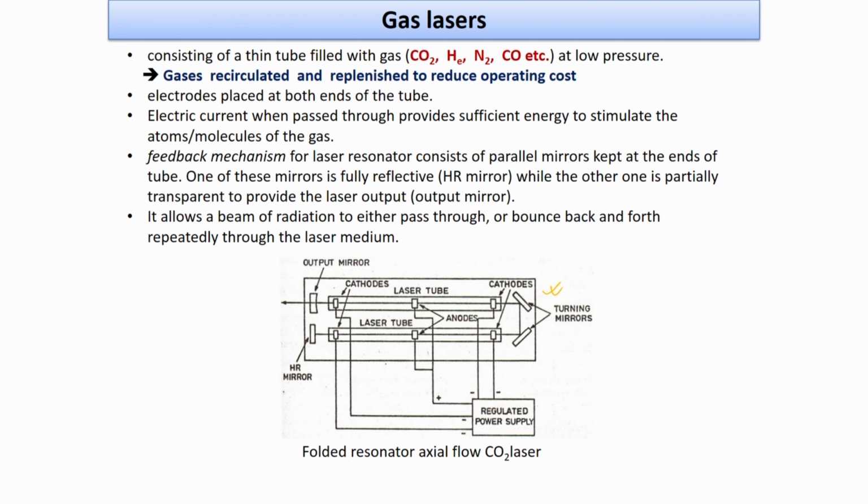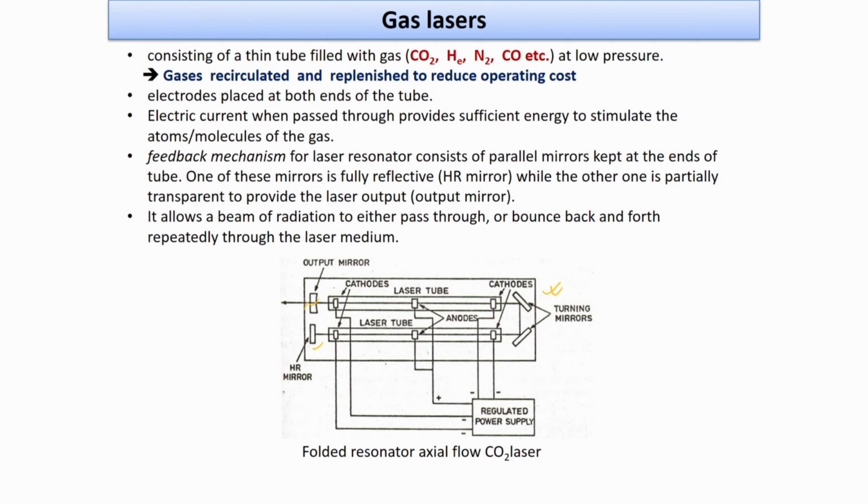So electrodes are placed at both ends of the tube, and electric current when passed through the tube provides sufficient energy to stimulate the atoms or molecules of the gas. Now, a feedback mechanism is applied, as you can see here.